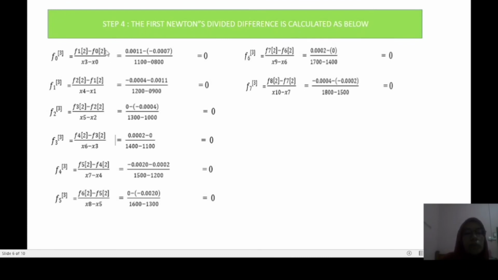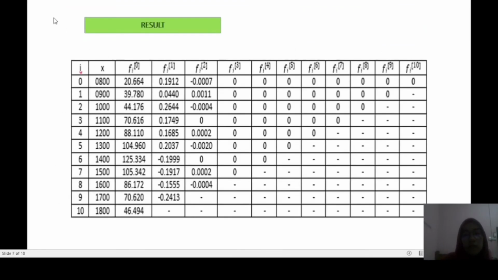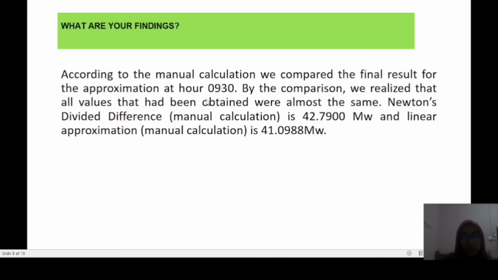Okay, for step 4, the next Newton divided difference is calculated as below. Based on the formula, we put the value. So for F03, we get the answer 0. Okay, based on the manual calculation for step 4, we get F03 to F73 with the value result 0. Okay, this is our result based on the manual calculation.